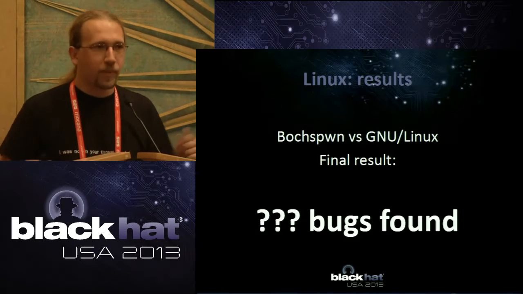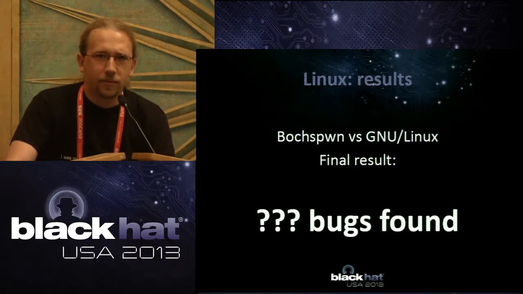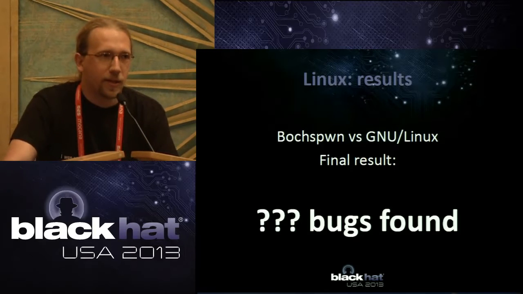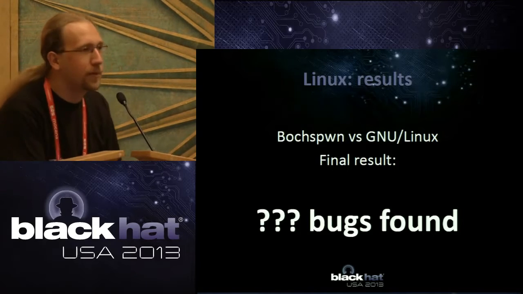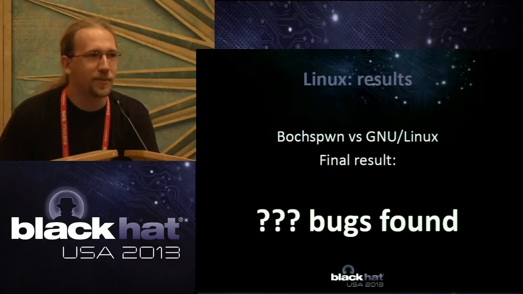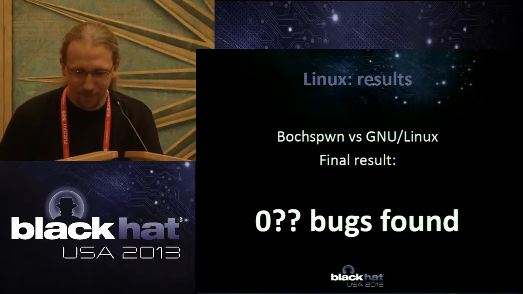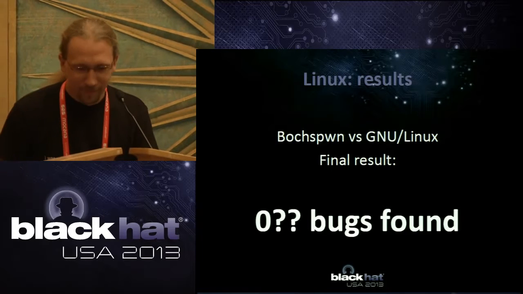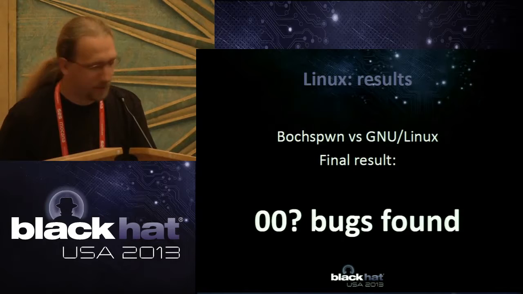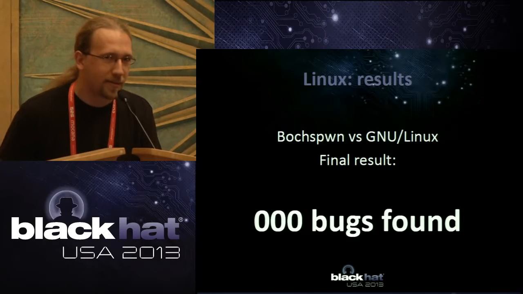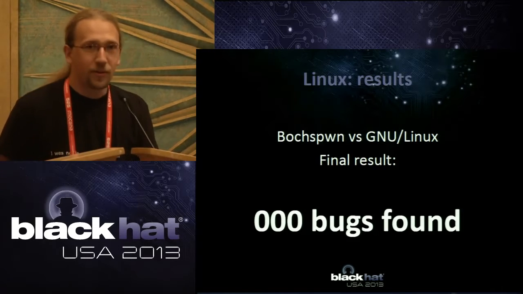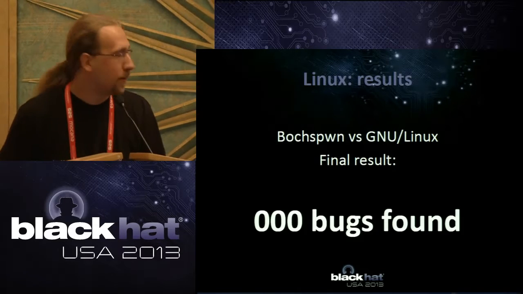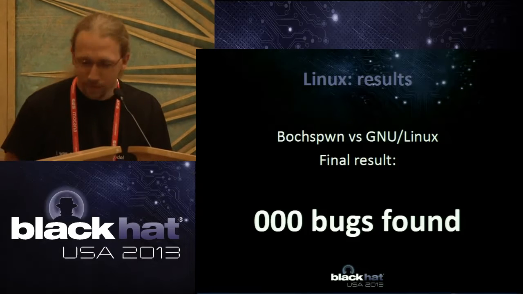So, final results. I guess there are some Linux fans here, or people who just cheer for Linux. How do you think Bochspwn performed against Linux? There are actually 3 digits here, and I'm going to reveal them one by one. So how many hundreds of bugs did we find? 300. Actually, no. It's not in the order of hundreds. It's neither tens. Actually, we didn't find any bugs. So it came as a surprise for us.